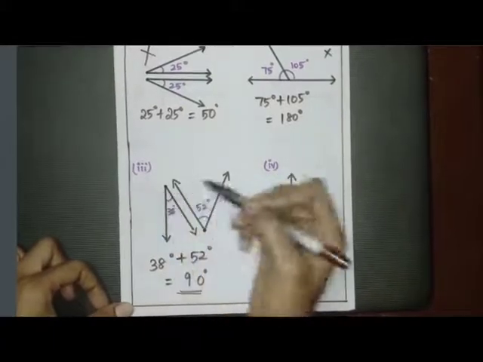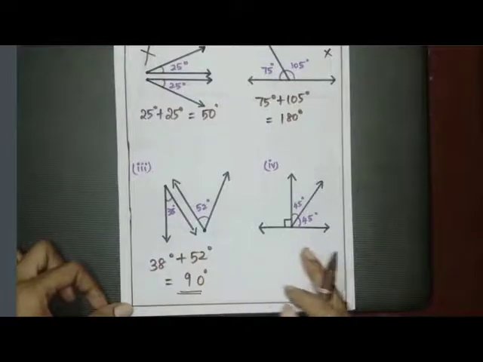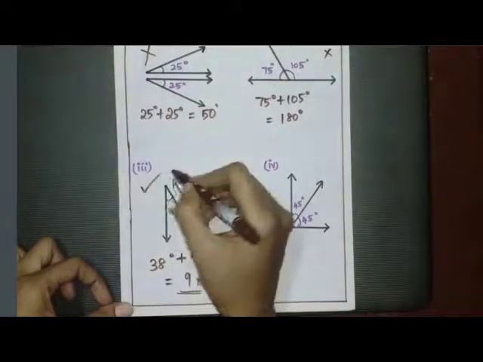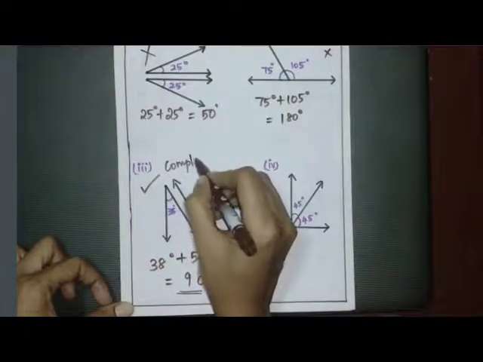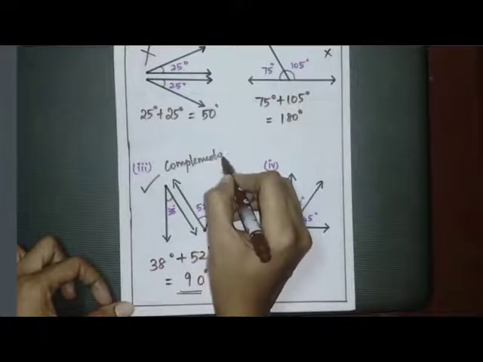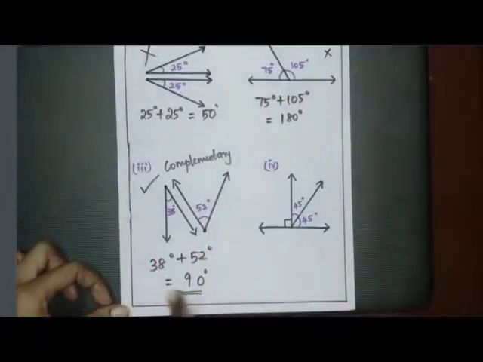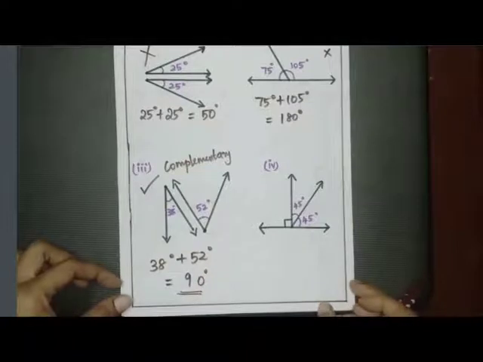So this implies the pair of angles are complementary. So this one is a complementary angle. These pairs are complementary to each other. Final one.